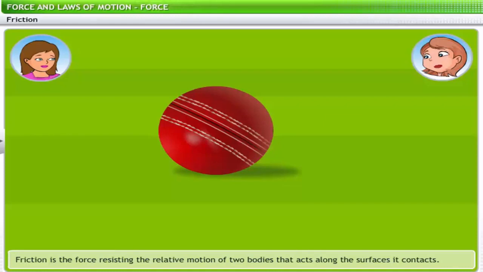Do you see any force being applied to stop the ball? No. Ideally, the ball shouldn't stop, right? No one applied any force to stop it. The ball stopped due to a force called friction. Friction is the force resisting the relative motion of two bodies that acts along the surfaces it contacts.